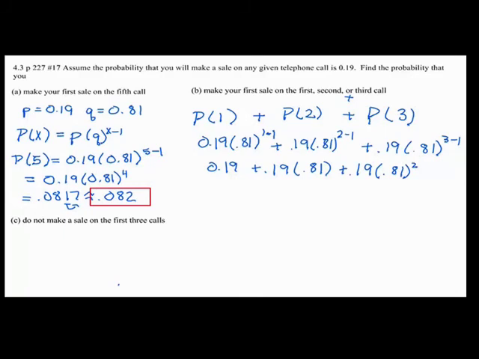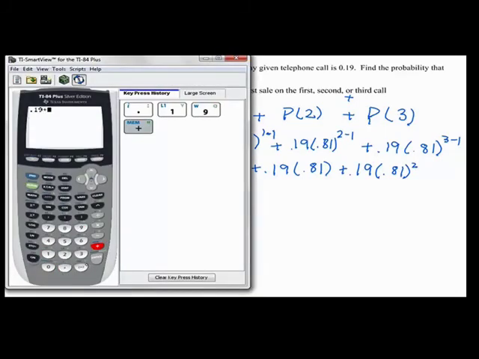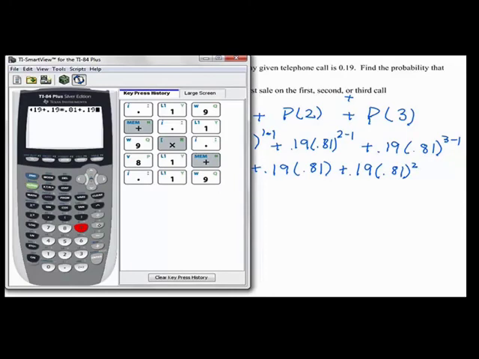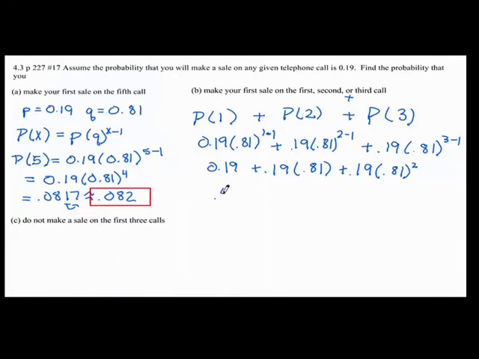So let's put that in our calculator. 0.19 plus 0.19 times 0.81, that's raised to the first power there, plus 0.19 times 0.81 squared. Use that x squared button there. And that'll give us 0.4685. So back here we're going to have 0.4685. Let's round it to 3 places correctly, and that'll give us about 0.469, the probability of making our first sale on the first, second, or third try.